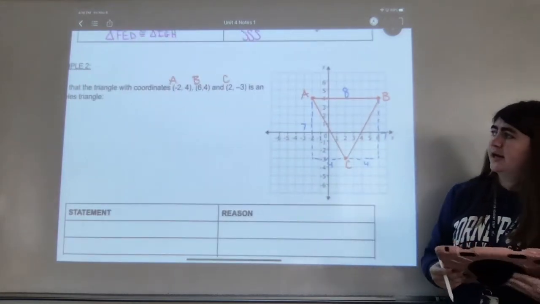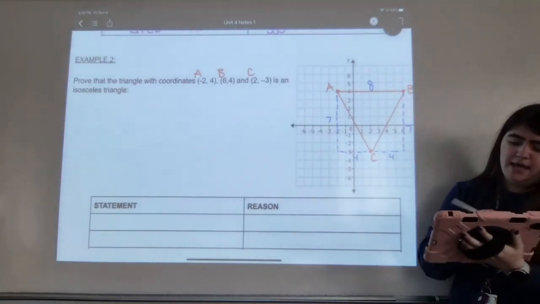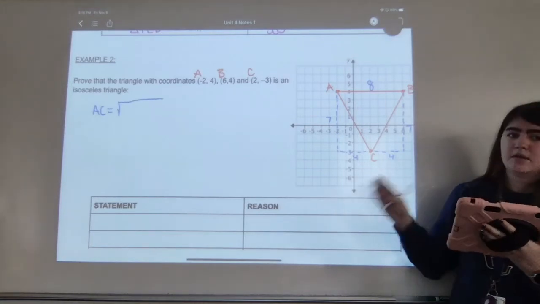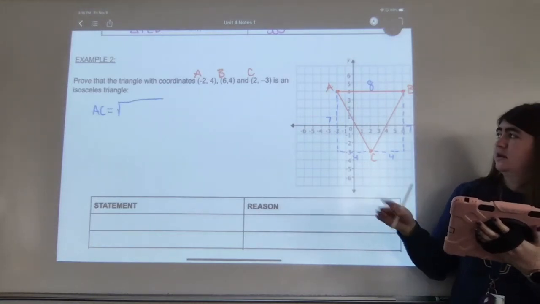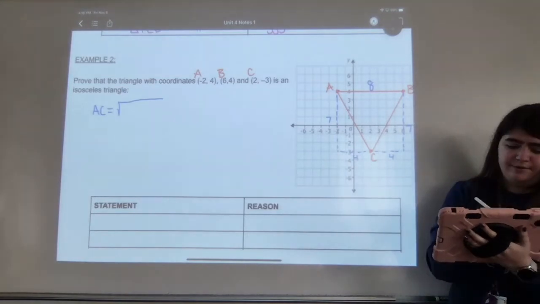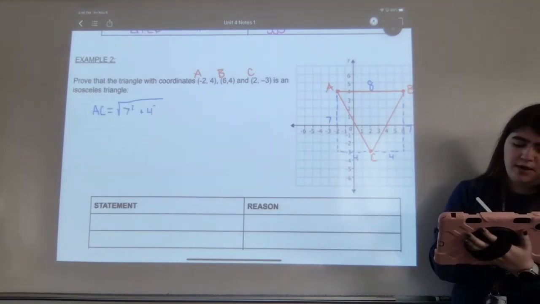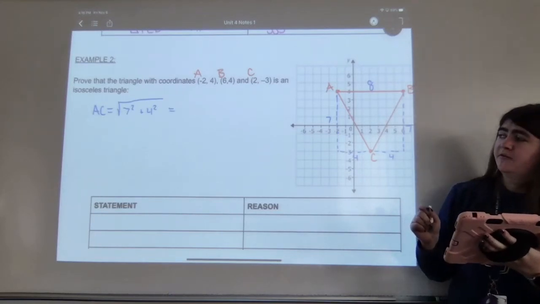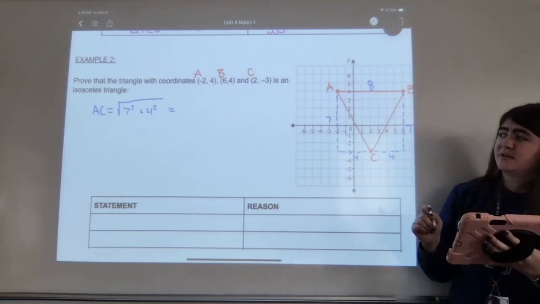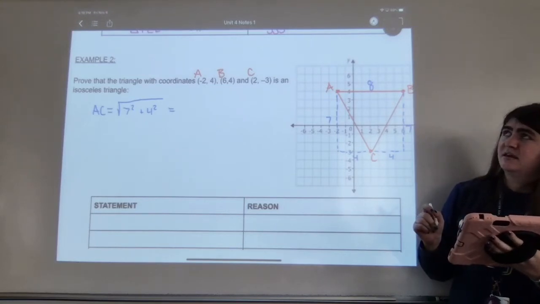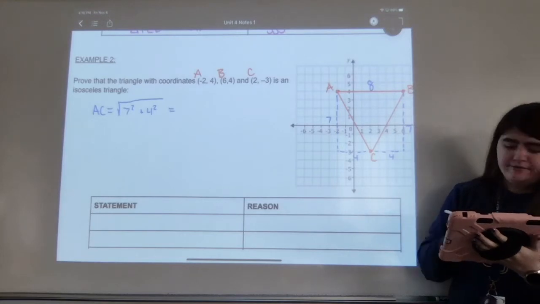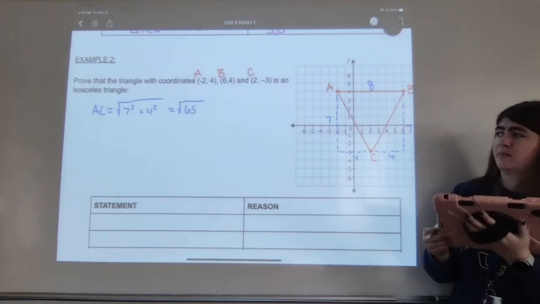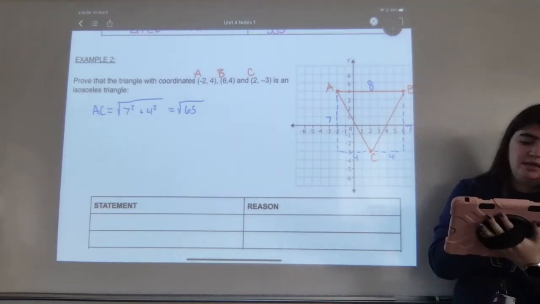So we're going to go ahead and to the right, we're going to show that AC is equal to, again, shortcutting the Pythagorean Theorem. We have 7 and 4, so I have 7 squared plus 4 squared, which is equal to, 7 squared is 49, 4 squared is 16, 49 plus 16 is 65. So I have 65 that I'm square rooting, and then BC is equal to those same things.